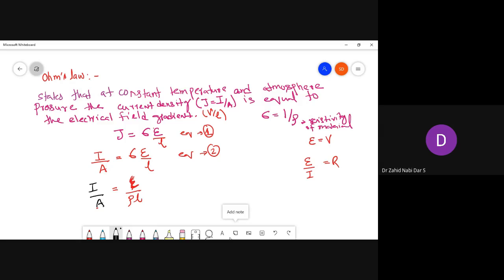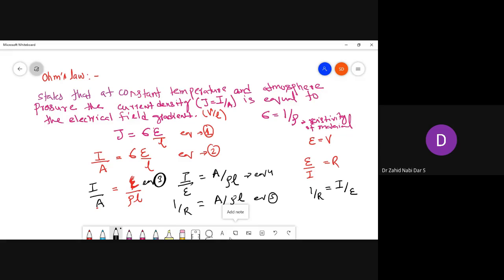So you can write this in terms of I by E is equal to A by rho L. Or, if you reverse it, E by I is equal to R, and I by E would mean 1 by R. So this is 1 by R is equal to A by rho L. This is your equation 2, equation 3, equation 4, equation 5.